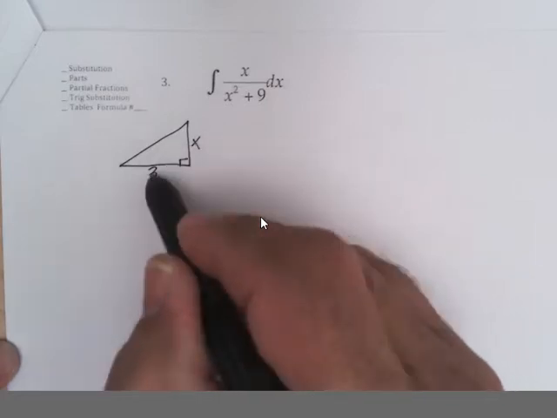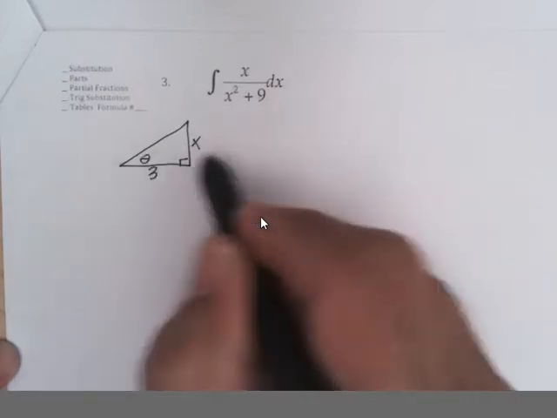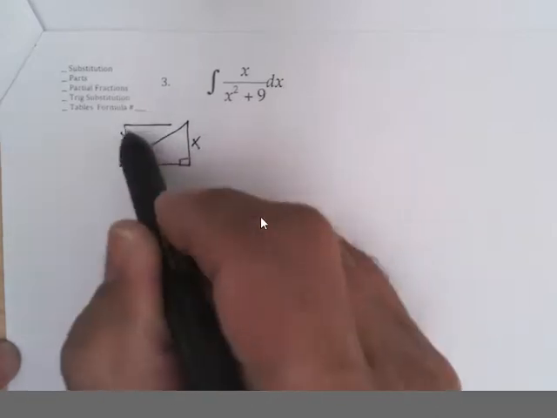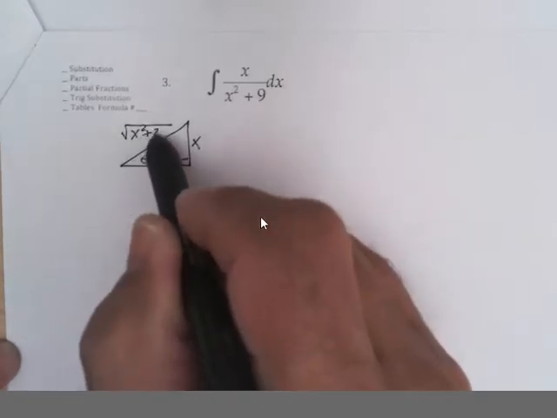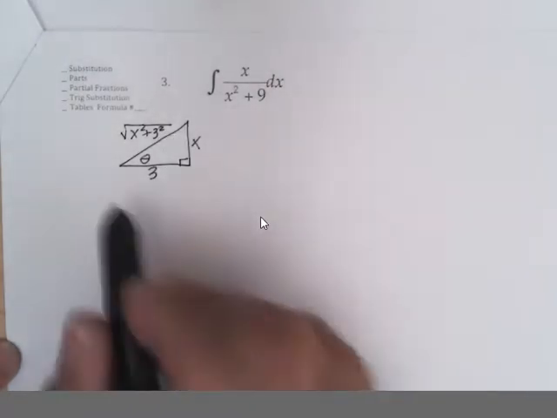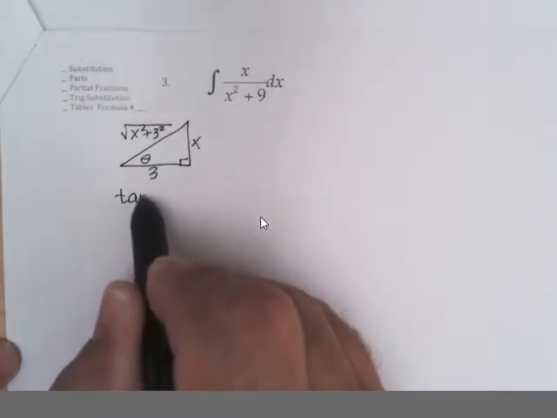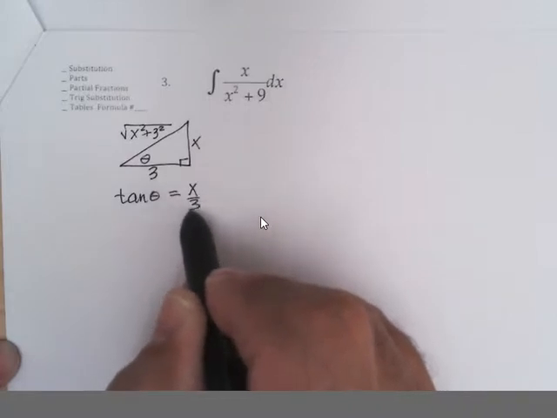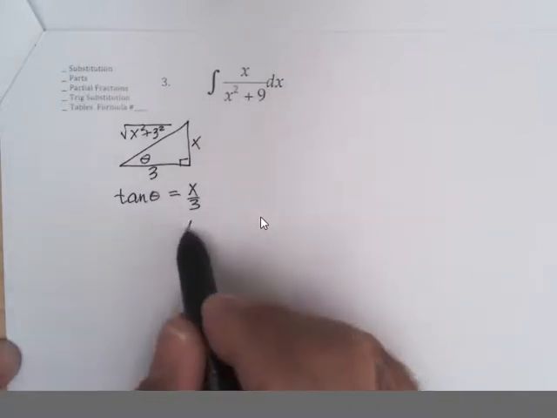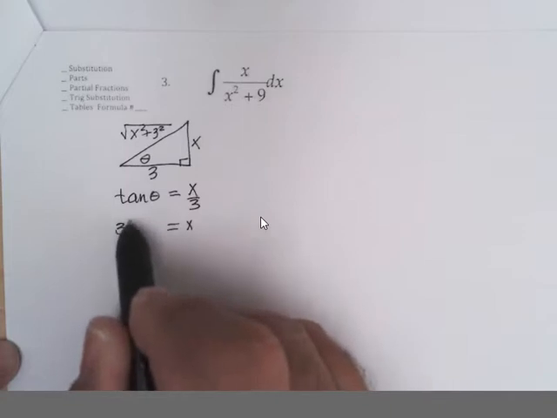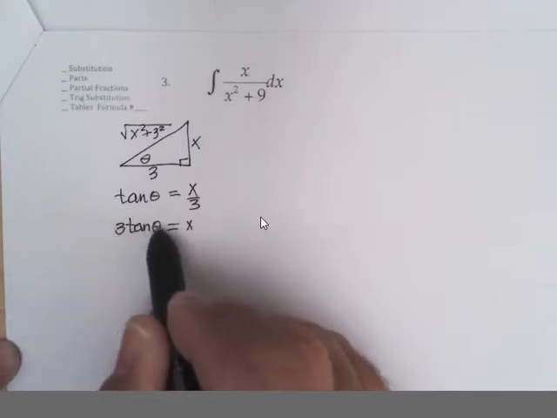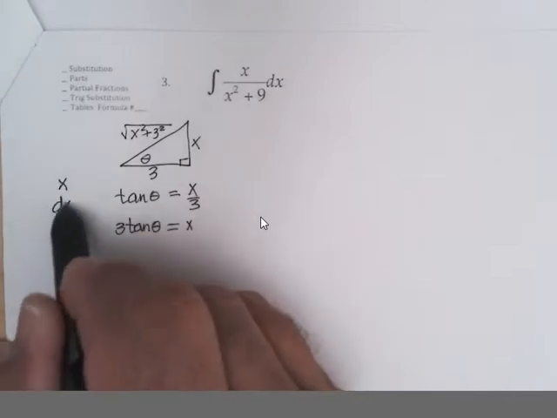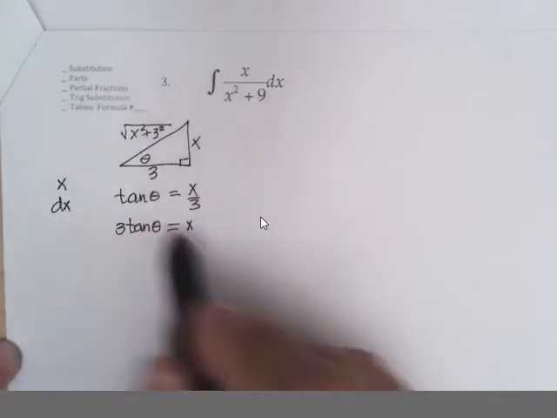so that we get x over 3 is the tangent of theta. And the hypotenuse is leg squared plus leg squared, either way. So this is x squared plus 3 squared, or 9. So the tangent of the angle is x over 3. So x is equal to 3 tangent theta. I've got an expression for x. I need an expression for dx, so I'm going to take the derivative of this.